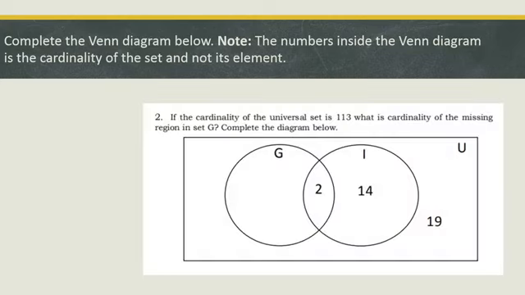Okay? If the cardinality of the universal set is 113, what is the cardinality of the missing region in set G? So, complete the diagram. So, unsay buhaton? G is equal to 113 minus 2 minus 14 minus 19. So, G is equal to 78. So, that is 78. Next.